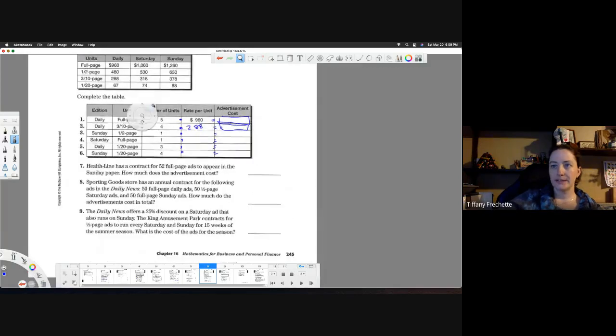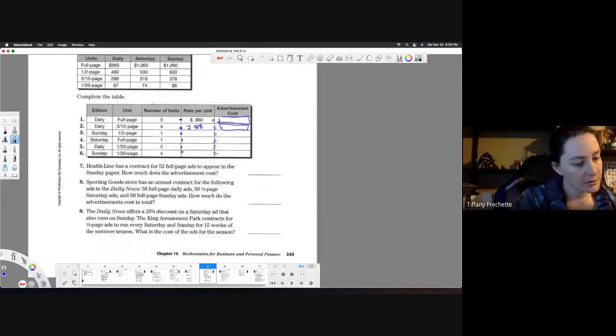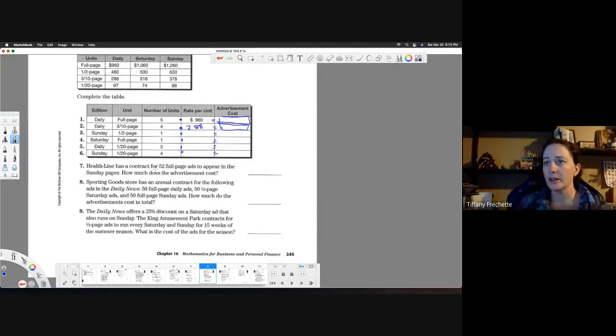Next piece here. I'm trying to remember, does this one go? No, only one page. All right. Healthline has a contract for 52 full-page ads to appear in the Sunday paper. How much does the advertisement cost? So it's 52 ads, and it's all Sunday. So we're going to go full page, and we're going to go Sunday. My first circle should have gone a little bit farther to the end so you could see it a little better. But they overlap here, right? Because here's Sunday and full page.